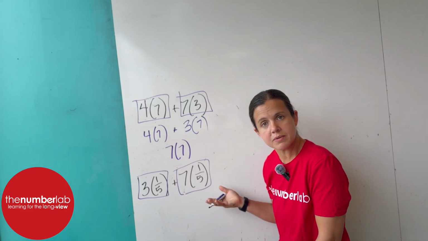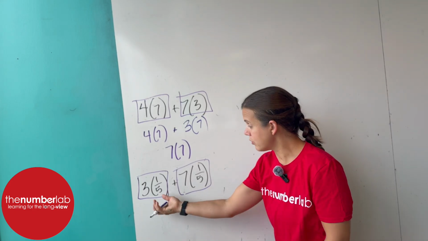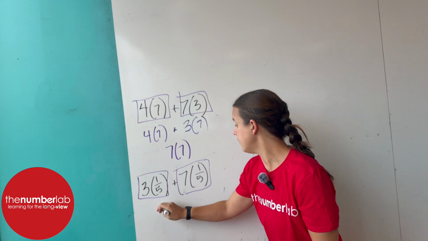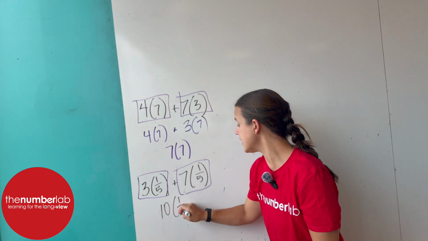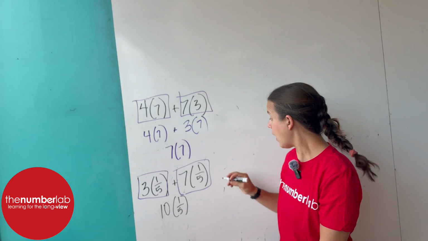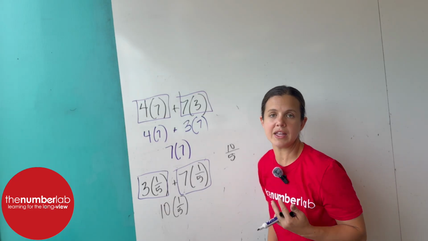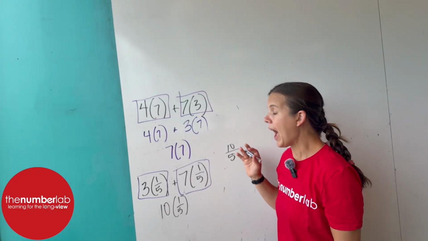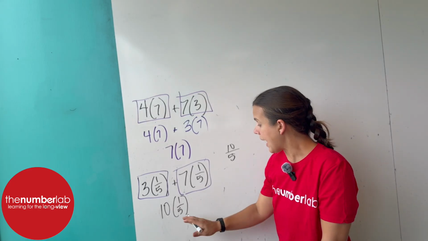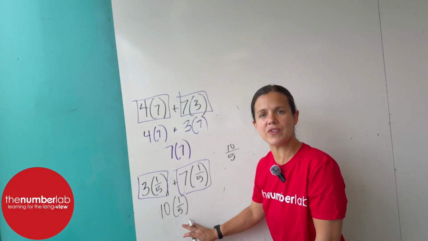Are these like terms? Well, they're both counting fifths, which means we can combine. If I have 3 fifths and 7 fifths together, I have 10 fifths. I have 10 of these 1/5. Now, I could have that written like this, which you might know as an improper fraction, but I'm going to make sure that it's very clear what we're counting. What we're counting is fifths, and we have 10 of them.